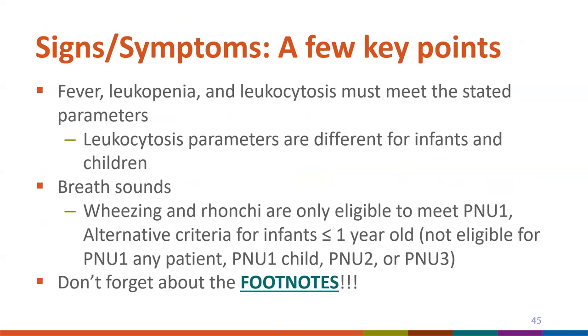There are a few more key points about the signs and symptoms elements that I want to highlight. First is that fever, leukopenia, and leukocytosis must meet the stated parameters in the protocol. And do note that the leukocytosis parameters are different for infants and children. Additionally, when meeting the breath sounds element, wheezing and rhonchi are only eligible to meet NEW 1 alternative criteria for infants less than or equal to 1 year old. Wheezing and rhonchi are not eligible for meeting NEW 1 for any patient, NEW 1 child, NEW 2, or NEW 3 signs and symptoms criteria. And again, don't forget about the footnotes.